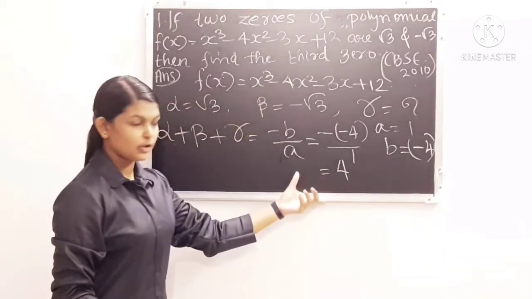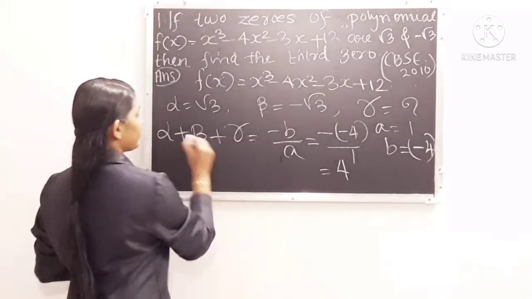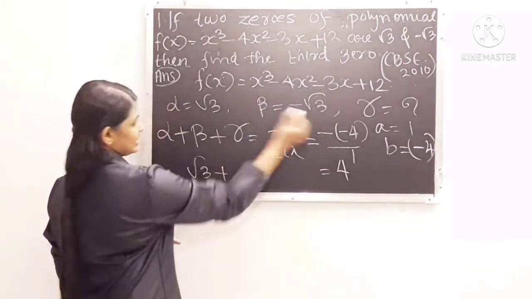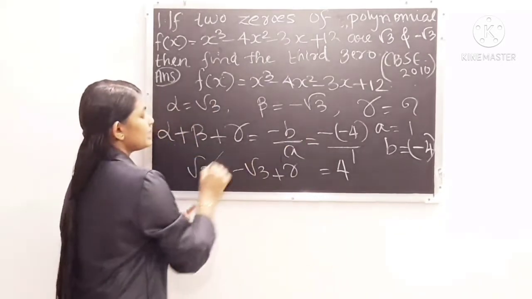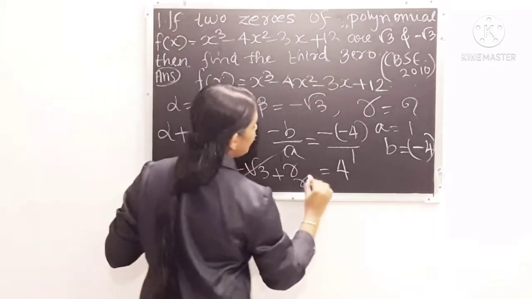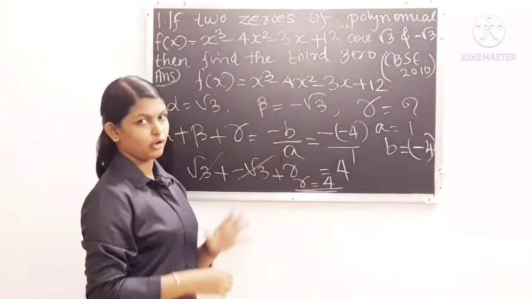Now we can substitute the value of alpha and beta in this relation. So alpha is equal to root 3 and beta is equal to minus root 3, plus gamma will be equal to 4. So this will get cancelled, which means gamma is equal to 4. So we got the third zero of this cubic polynomial.